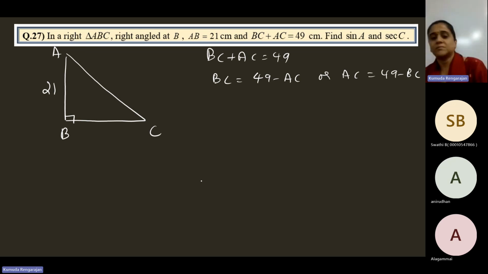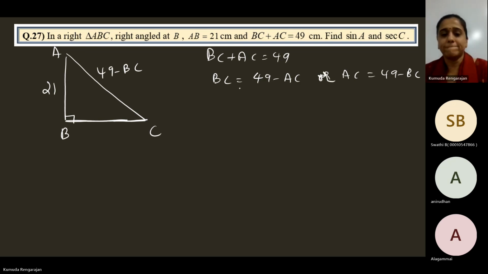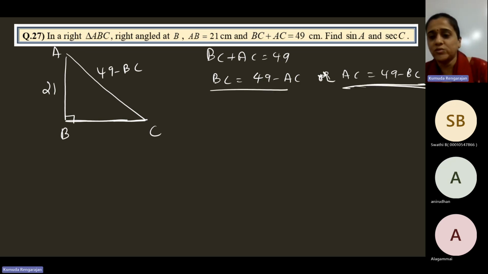However you want. If you keep BC as BC, then AC you have to write as 49 minus BC. You can use either this or this. I'm using this one. AC is 49 minus BC. I'll tell you what I'm doing. In the right triangle, one side we know, 21. The remaining two sides we don't know. But the remaining two sides now we know in terms of BC. One side is BC. The other one is 49 minus BC.